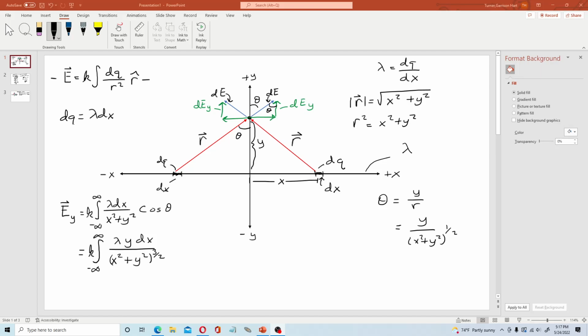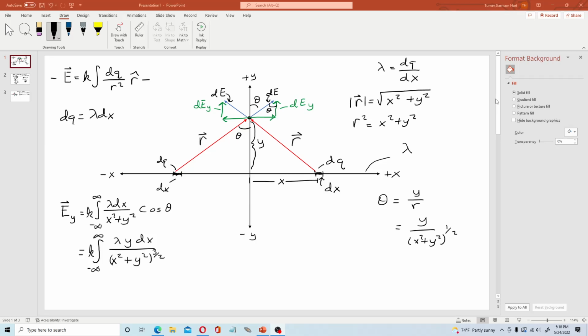So suppose we have uniform charge density lambda distributed across an x-axis, and we're going to assume that this is going to be an infinite line of charge. And what we want to do is find the electric field at some point y, some distance y, above the x-axis. Okay, so this is the problem that we have.